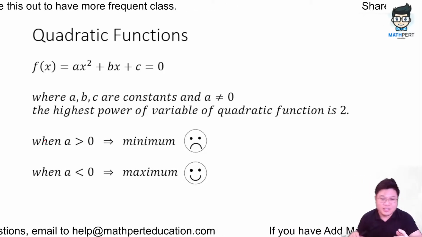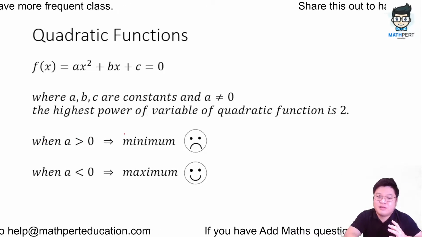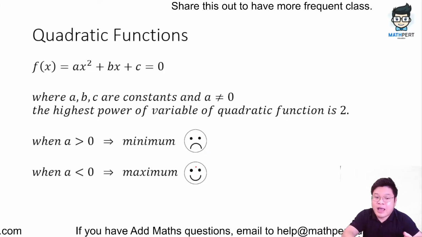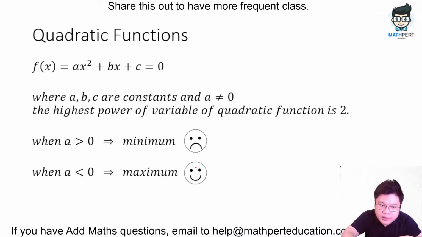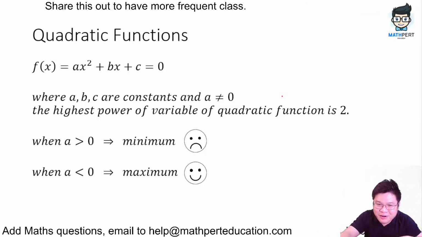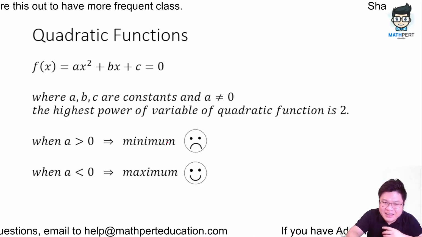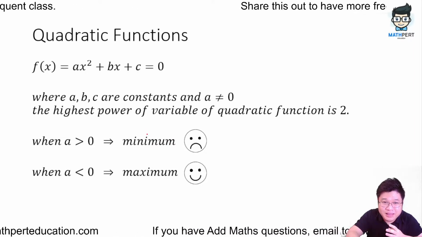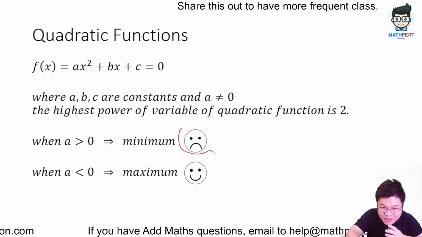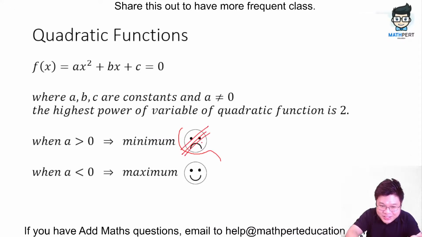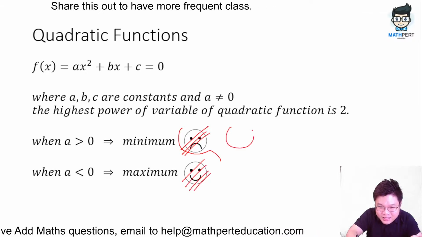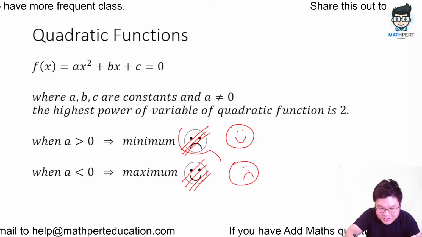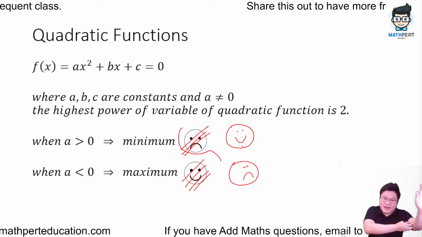Okay, quadratic functions. Like what I said just now, the minimum is the sad face, the sad emoji, and the maximum is the happy one. Okay, I think there's something wrong, I did the slide wrongly. This one is wrong. It should be this. I put it the other way around.